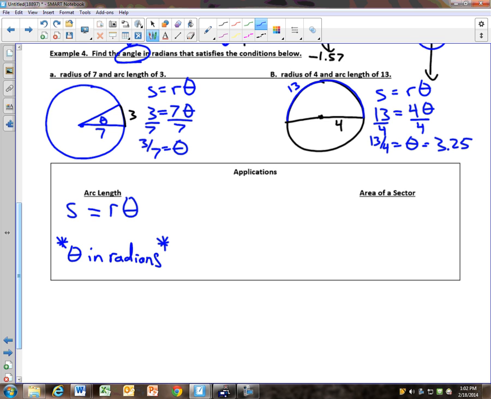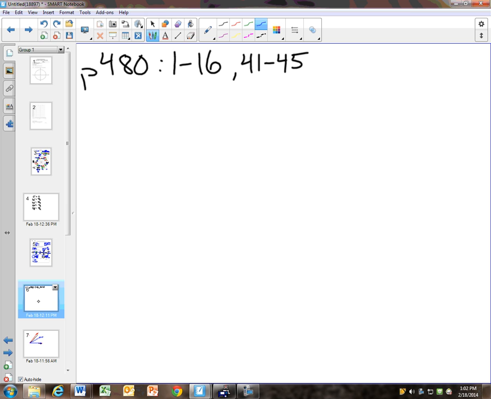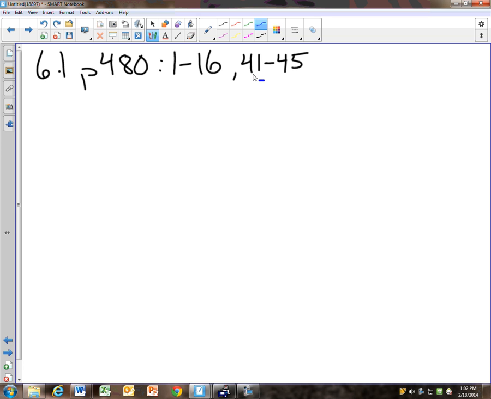Your assignment today is pretty straightforward. 1 through 16 is simply converting degrees to radians, radians to degrees. We practiced many of them today. 41 through 45 will be arc length problems just like we did. So it looks like a long assignment, but it actually goes by pretty quick.